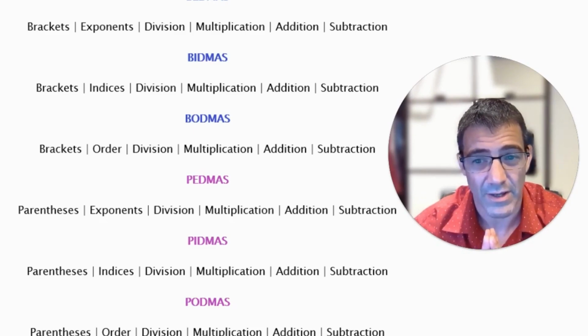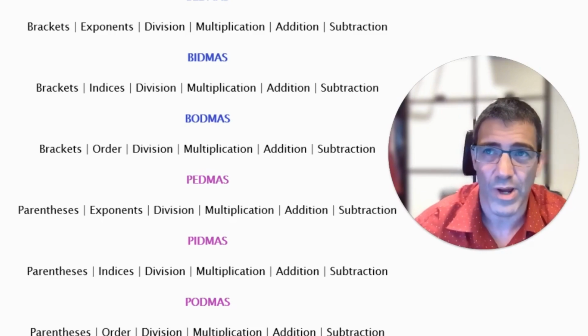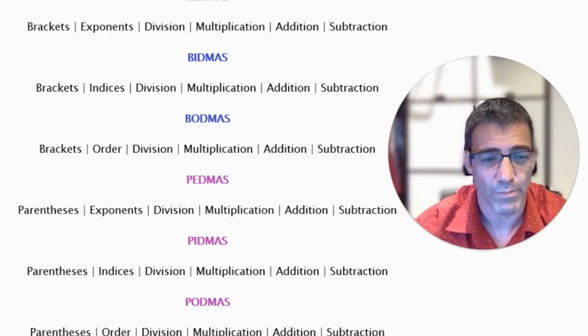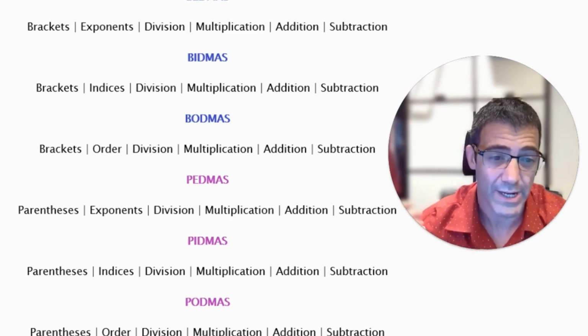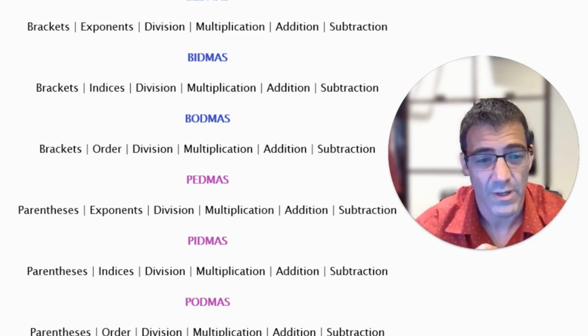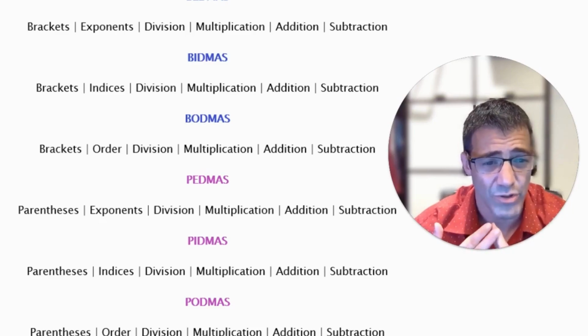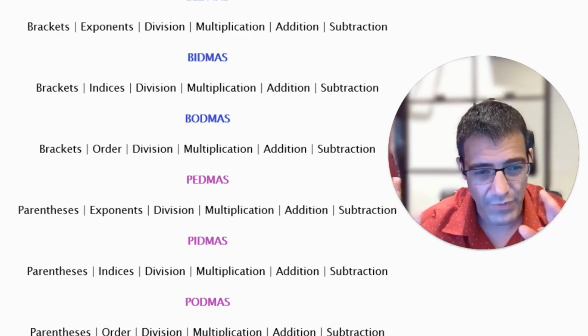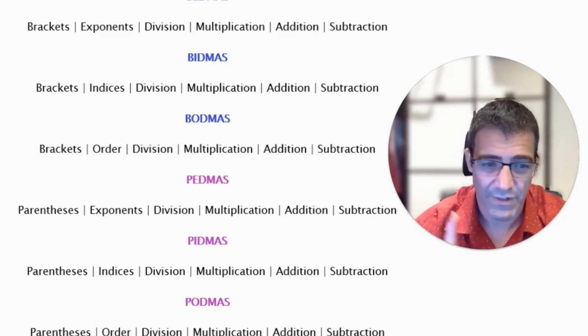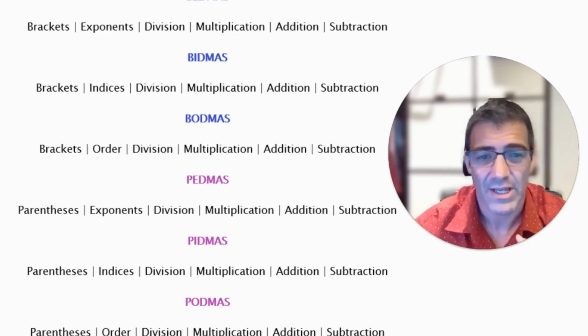Next, the thing you need to do is exponents. Exponents are what we call powers. So if something is squared or cubed or to the power 4, to the power 5, that takes priority over pretty much everything except for brackets. So if there's a bracket, you'll do that first. We also call exponents indices. We also call them the order of something. So exponents, indices, and order are all the same thing. And then all of these are the same after that: division first, then multiplication, then addition, then subtraction.